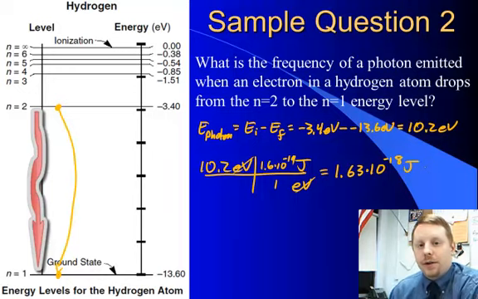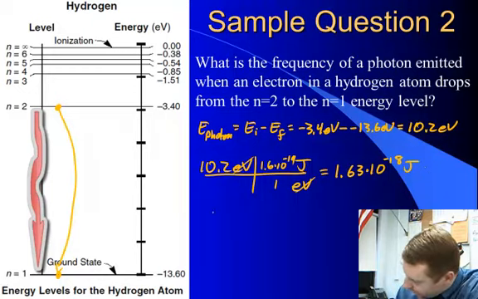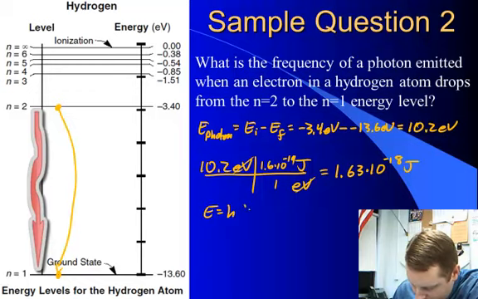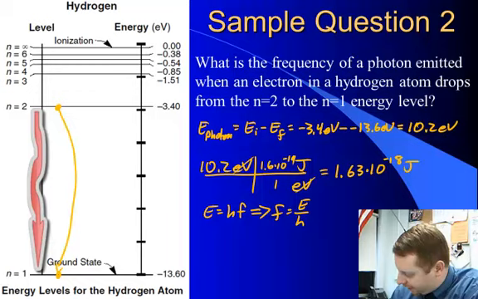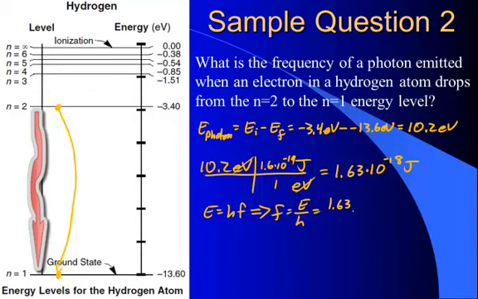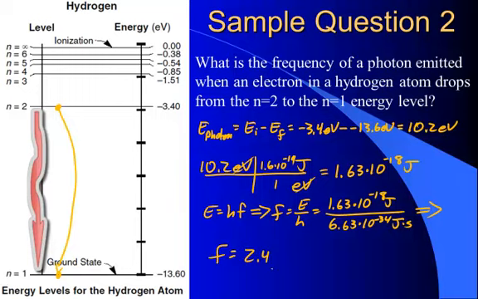Now I can solve for the frequency of the emitted photon. E equals hf, which implies then that the frequency is going to be the energy over Planck's constant h, or 1.63 times 10 to the minus 18 joules over 6.63 times 10 to the minus 34 joule seconds, which gives me a frequency of right around 2.46 times 10 to the 15 hertz.